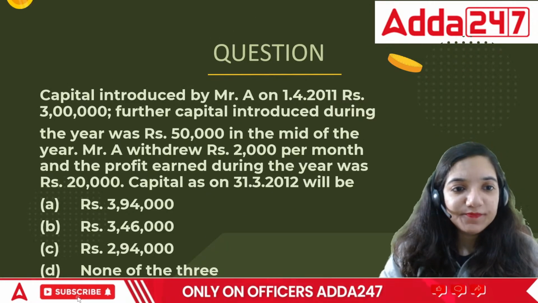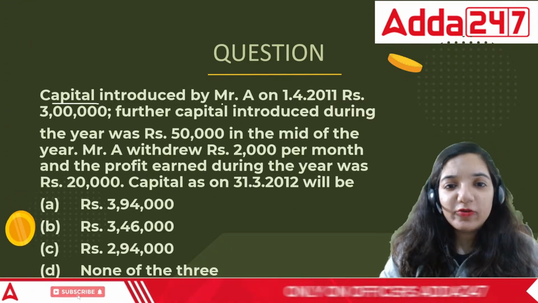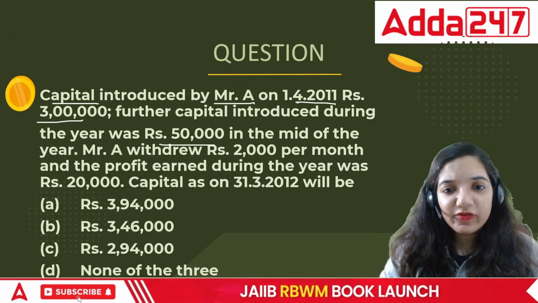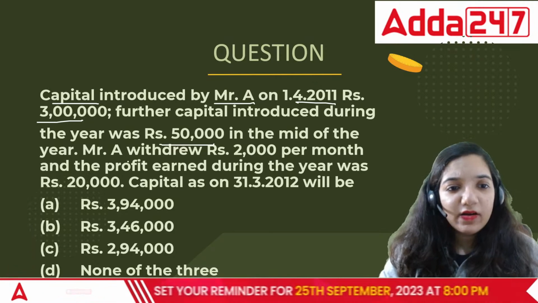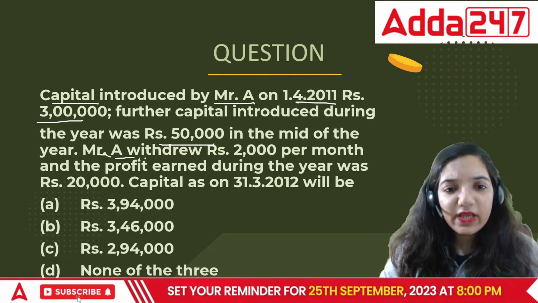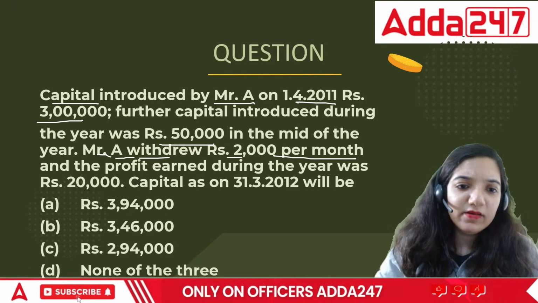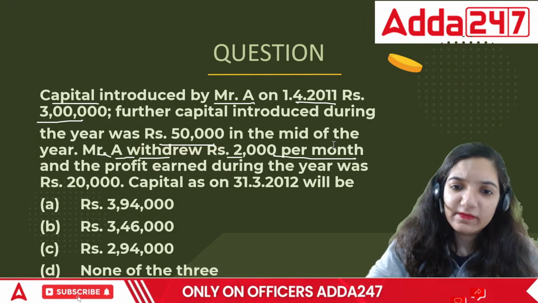Next question, everyone. Capital introduced by Mr. A in 2011 was 3 lakh. Further capital introduced was 50,000 in the mid of the year. Mr. A withdrew rupees 2,000 per month. Right? And then what would be the answer?